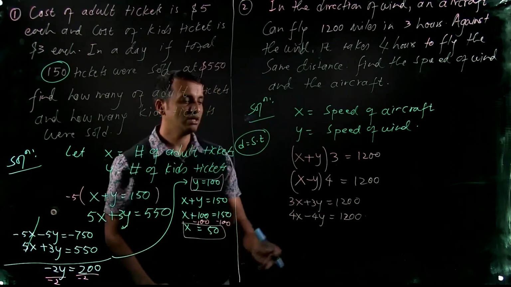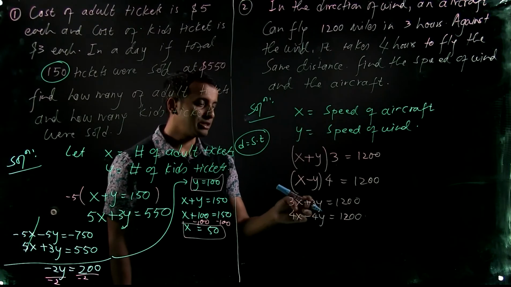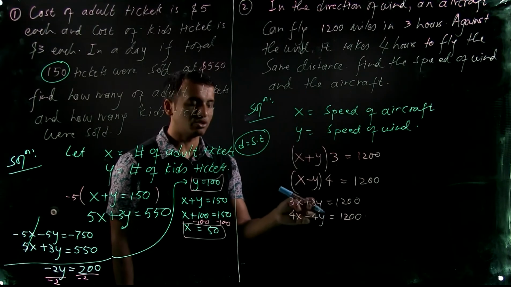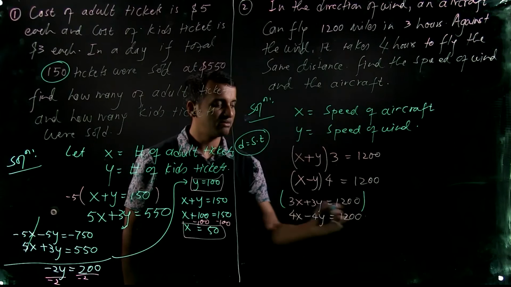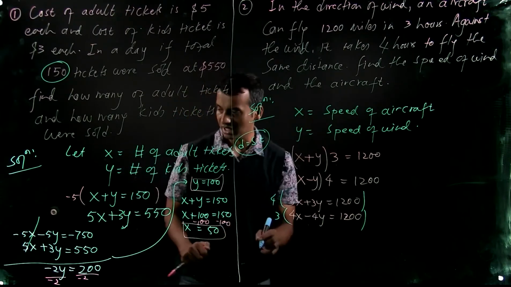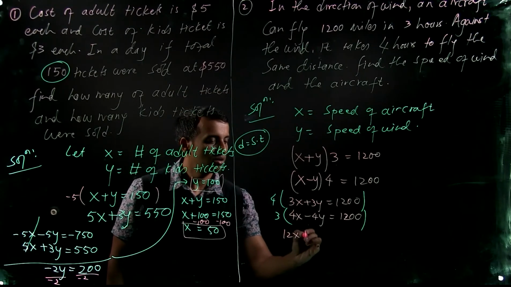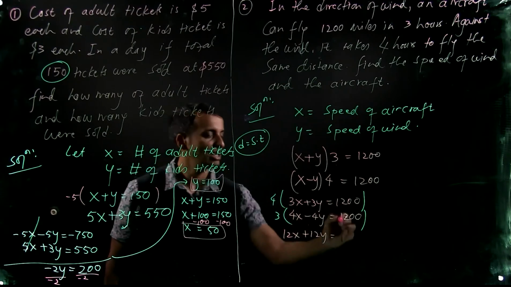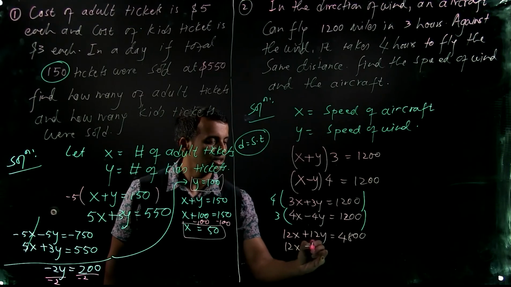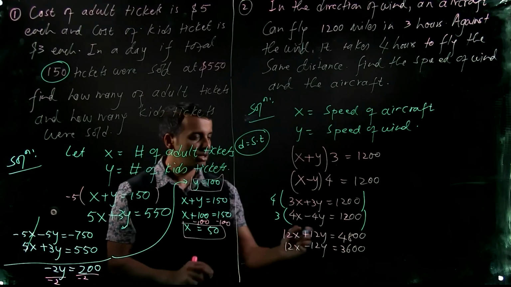Now if you want to use the elimination method, suppose I want to cancel y because there is a plus and a minus. I need to make these two numbers the same. So what should I do? Yes, you multiply the first equation by 4 and the second equation by 3. Let's see what you get. Here, 12x plus 12y equals 4 times 12, which is 4800. And then this is 12x minus 12y equals 3600. Okay, so you cancel these two.